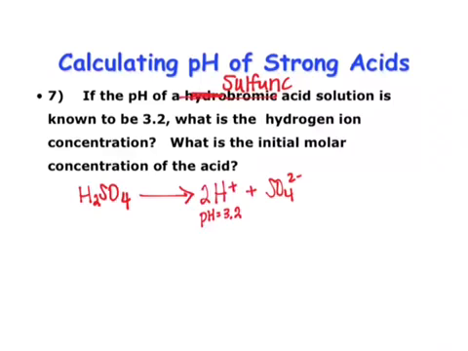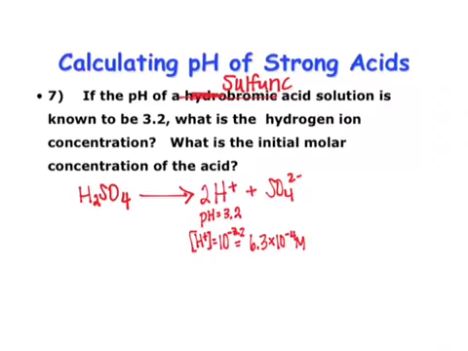So knowing pH, I can find my hydrogen ion concentration. So to find hydrogen ion concentration, 10 to the negative 3.2. Put that in the calculator. What do we get? 6.3 times 10 to the negative 4 molarity. Everybody up to there? Good?